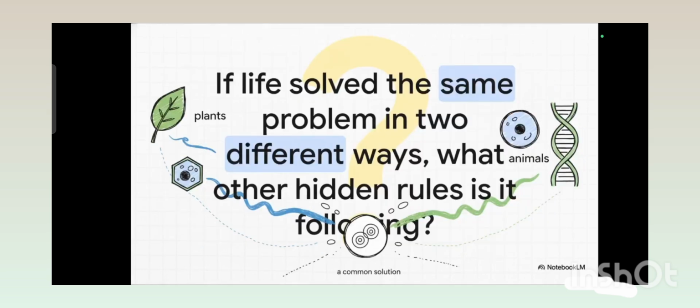So it just leaves you wondering, right? If this huge, vast divide we see between plants and animals can basically disappear at the cellular level, revealing a common answer reached by two different paths, what other hidden rules and universal principles is life following, just waiting for us to look past the surface and find them?